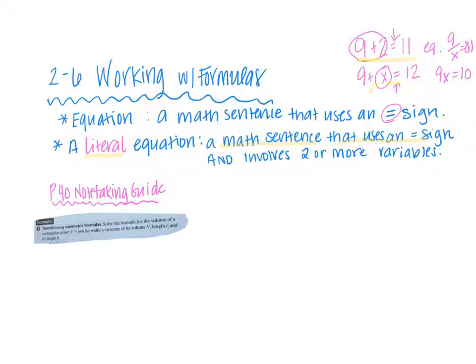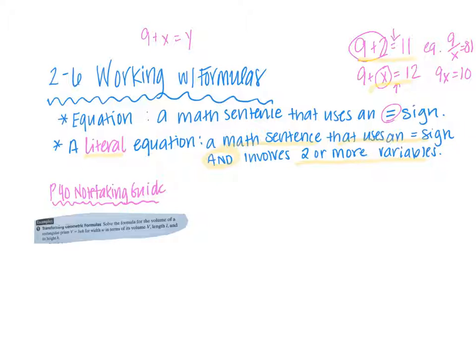Okay, so we're talking an equation. And it also has to have two or more variables. Oh dear. So literal equations are literally a little bit more challenging. They could look like 9 plus x equals y. I have an equal sign, I have a math sentence, and I have variable 1 and variable 2.